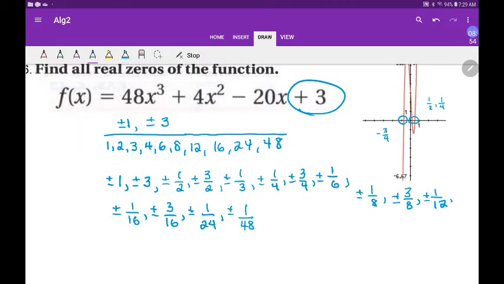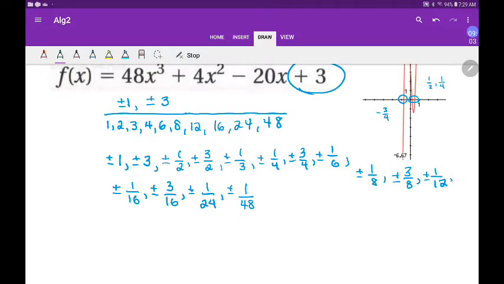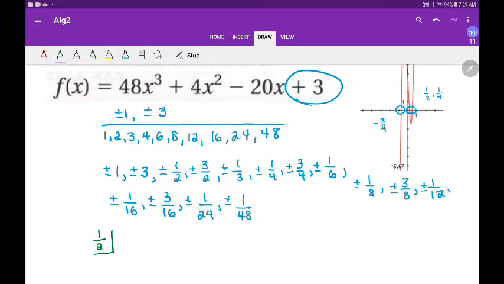Wow. Let's see what I should start with. And I honestly don't know what these are. I think the easiest thing to do for me would be 1/2. So let me try 1/2. And 1/2 seems so nice. Let's hope that's it. And so it's a positive 1/2 because the root's out there on the positive side. And we have 48. And we have 4. And we have negative 20. And we have 3. Those are my coefficients.